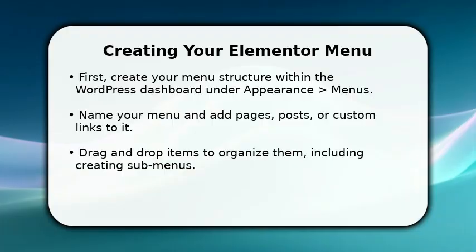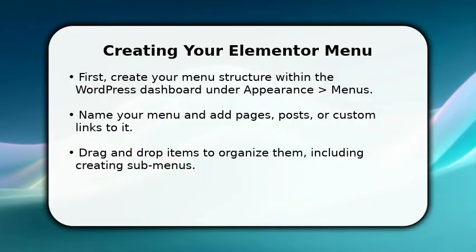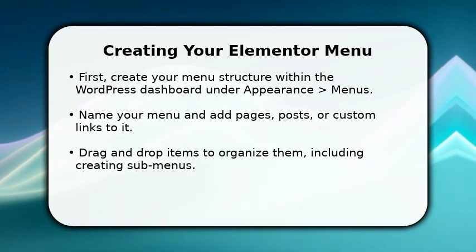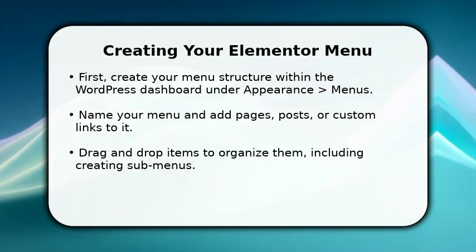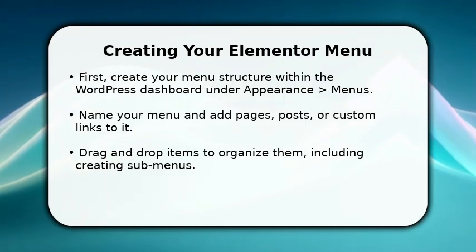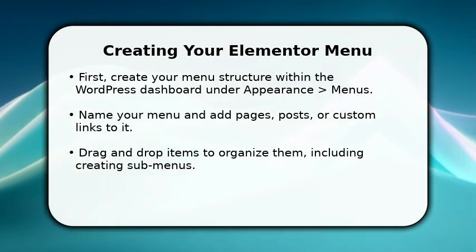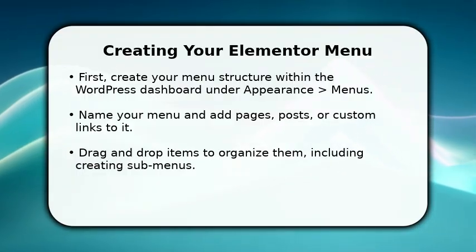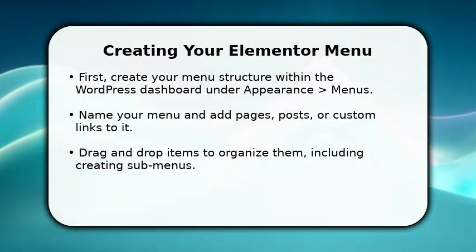Enjoy the video. In this video, I will show how to make a menu in Elementor. To begin, you'll first need to set up your menu in the WordPress dashboard. Navigate to Appearance, then Menus, and click Create a new menu. Give it a clear name, then add your desired pages, posts, or custom links. You can easily arrange items by dragging and dropping them, even nesting them to create submenus.